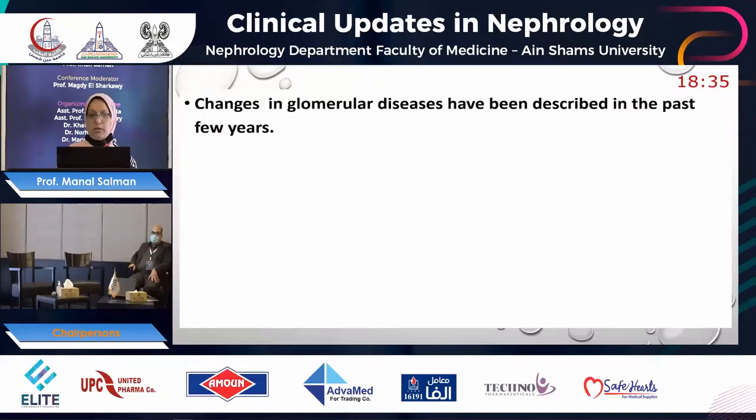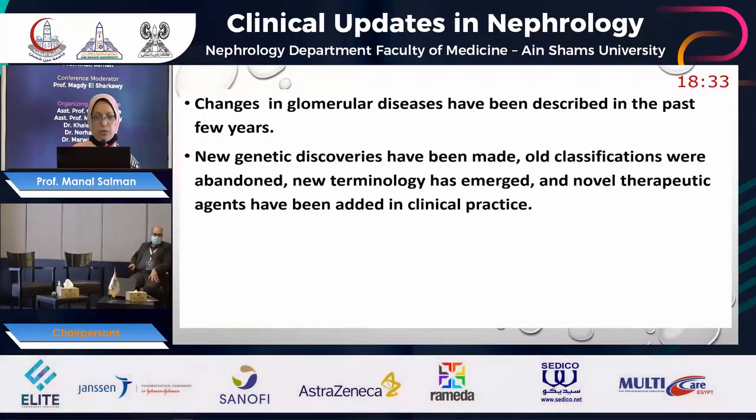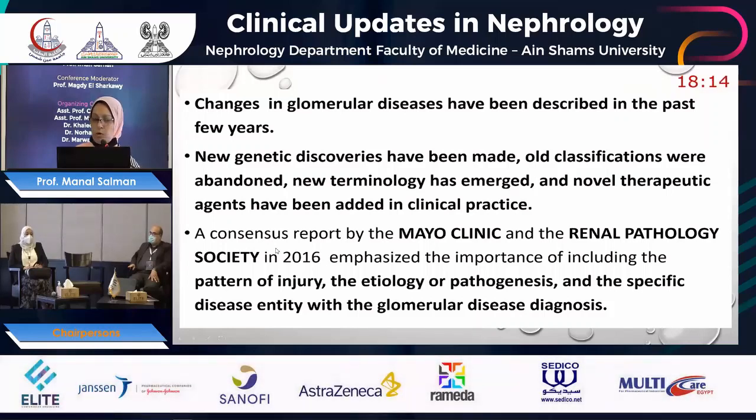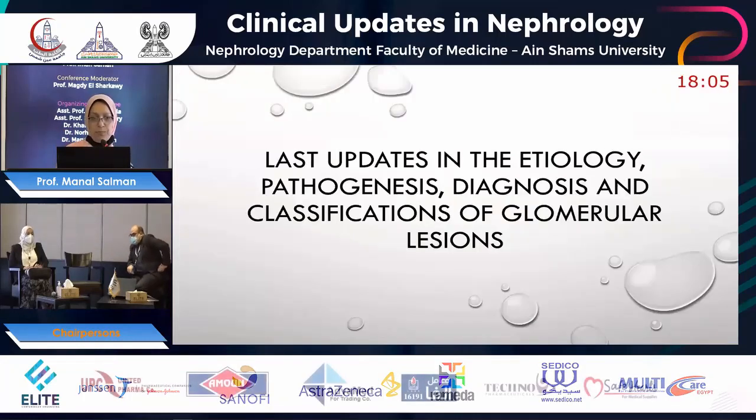Changes in glomerular diseases have been described in the past few years. New genetic discoveries have been made, old classifications were abandoned, and new terminology has emerged. And now novel therapeutic agents have been added to clinical practice. And there was a consensus report by the Mayo Clinic and Renal Pathology Society in 2016, emphasizing the importance of including pattern of injury, etiology, pathogenesis, and specific disease entity with the diagnosis in the report.